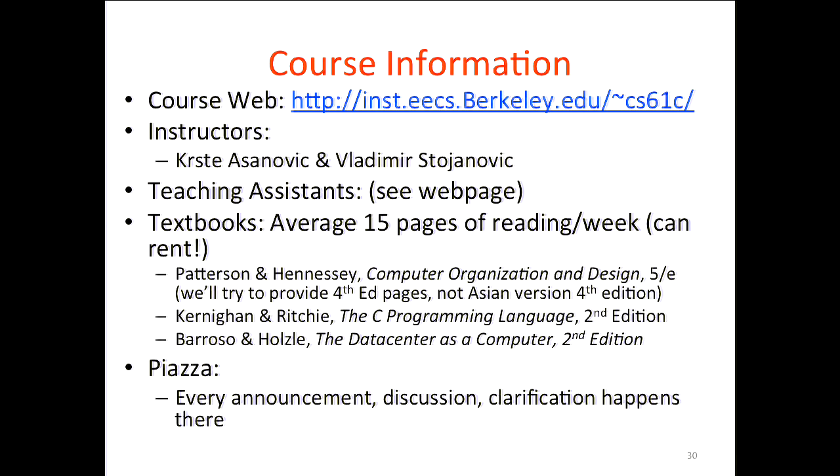We're going to have about, on average, 15 pages of reading per week. It's the 5th edition of the Patterson-Hennessy book. We're going to try to help you out with the 4th edition if you have it, so it's okay maybe to stick with it. Most of the content will be given through the lectures in class. Another classic book that's a very good reference is Ritchie, C programming. And the Data Center as a Computer book is on the website, so you can download the electronic version and just go through it. It's actually a very fun read.